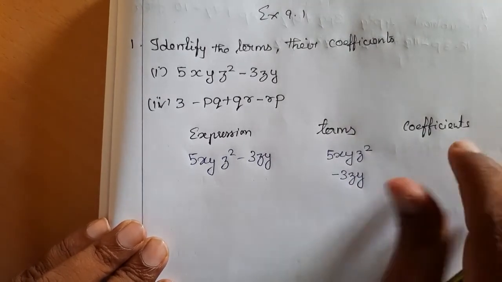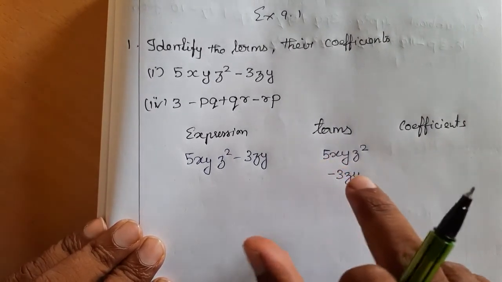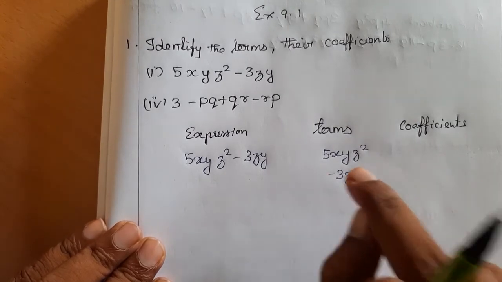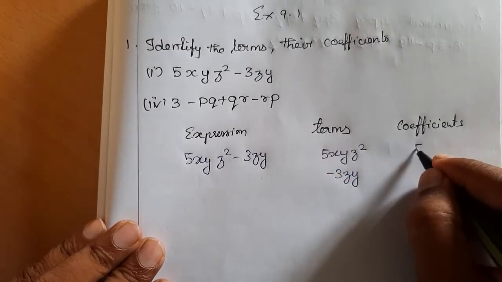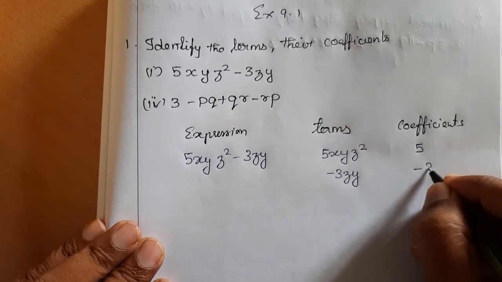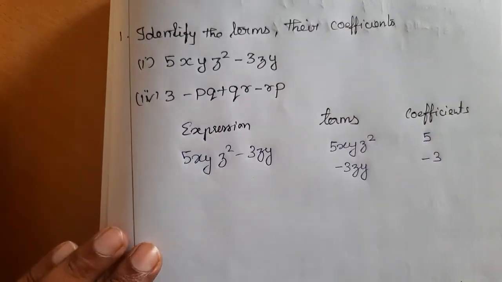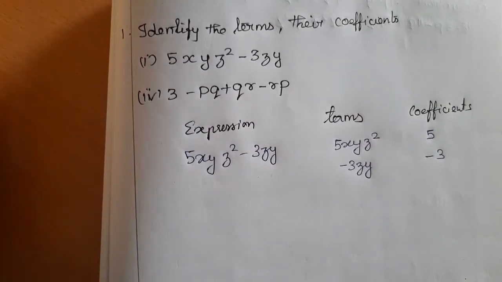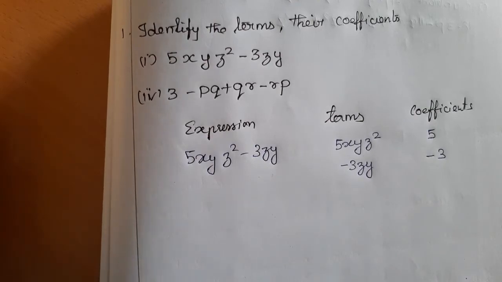What is the coefficient? If it is simply coefficient, it means only the numeric number. So what is the numeric here? It's a 5. And what about here? It's a negative 3. Concentrate on the negative sign also. Let me draw the box.